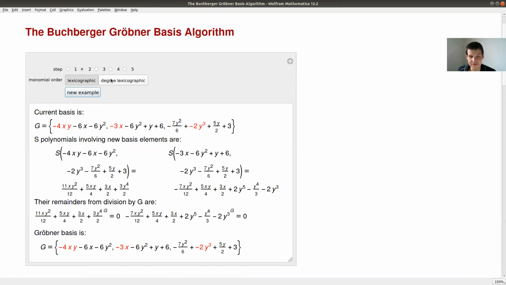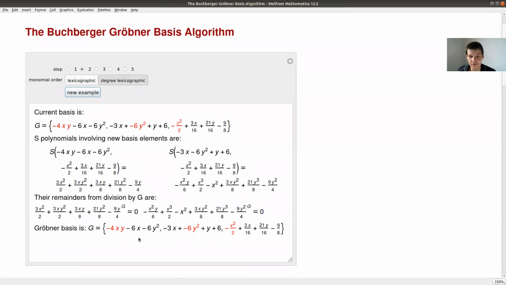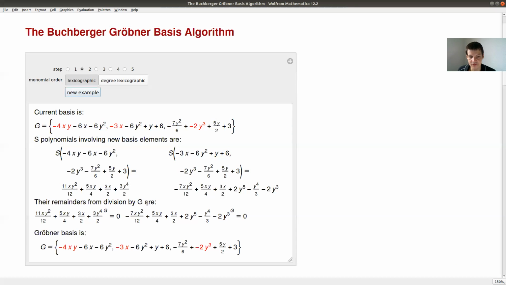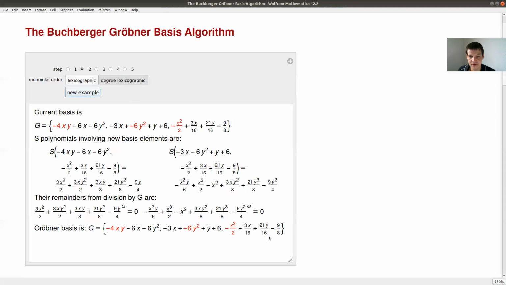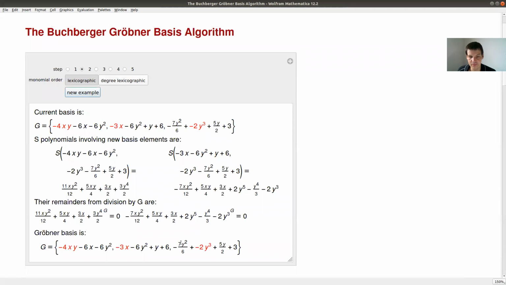And this really depends on the order. If I choose a different order, I get a different basis. Right, so here I have something like x squared over 2 plus whatever. And here I have minus 7y squared over 6 plus whatever.